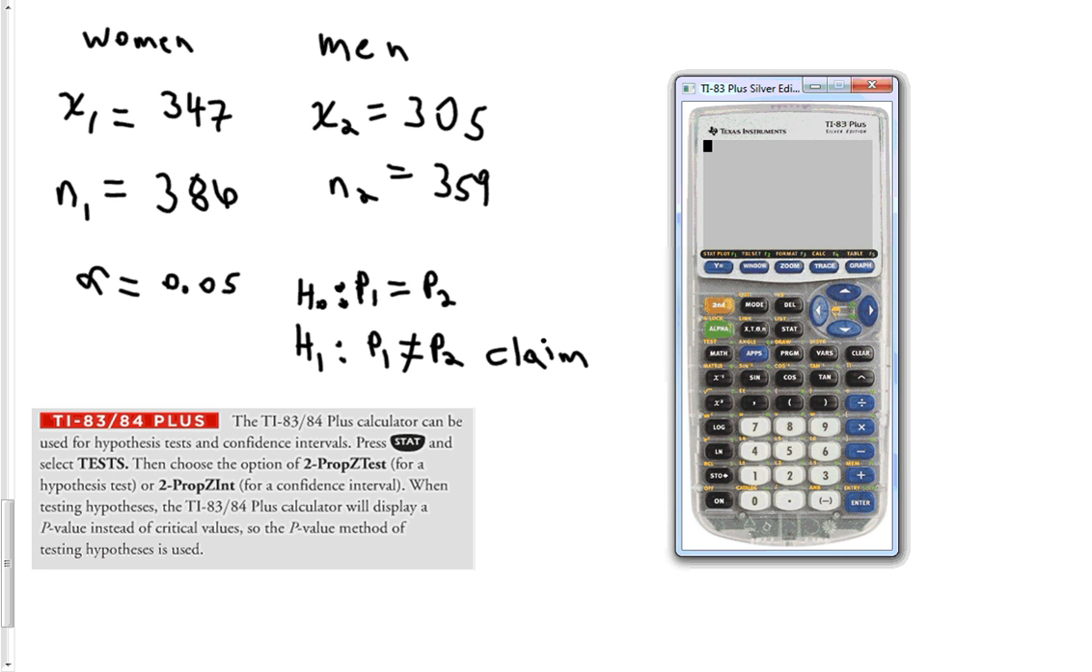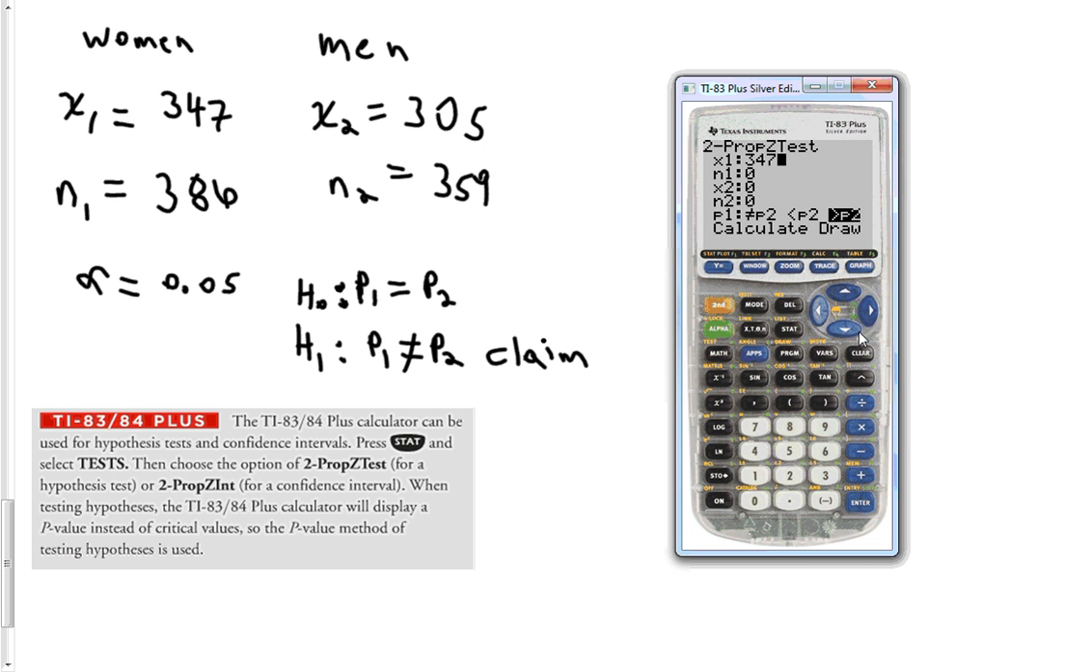It says we can go to stats, press stats, and tests. So we're going to go over to tests. And we're either going to do 2 prop z test or 2 prop z int. If we want an interval, we do the z int. If we want a test, we do the test. So we're looking for 2 proportion z test. So here it is, number 6. And I press enter, and it's asking me for all the things I have here. X1 is 347.